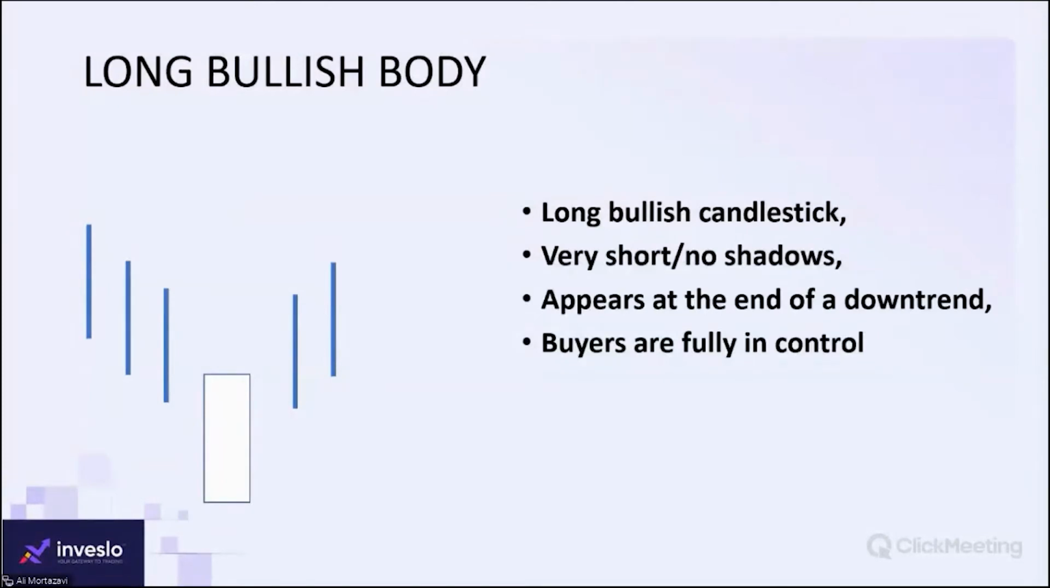And now one of the most important ones is the long bullish body. The long bullish body, as you see here, is a candlestick with a long white body, or a bullish body, that forms at the end of a downtrend.